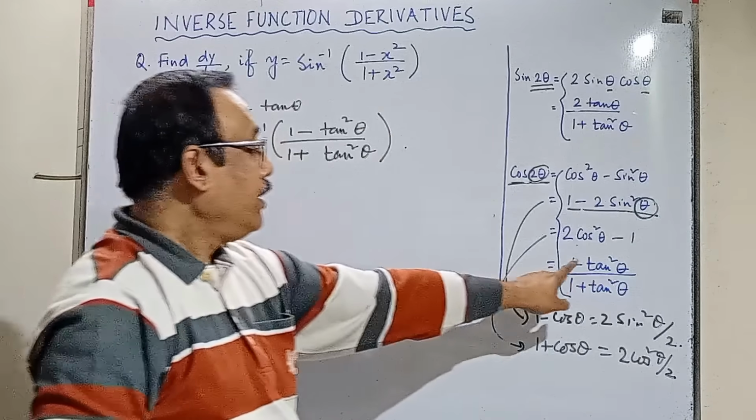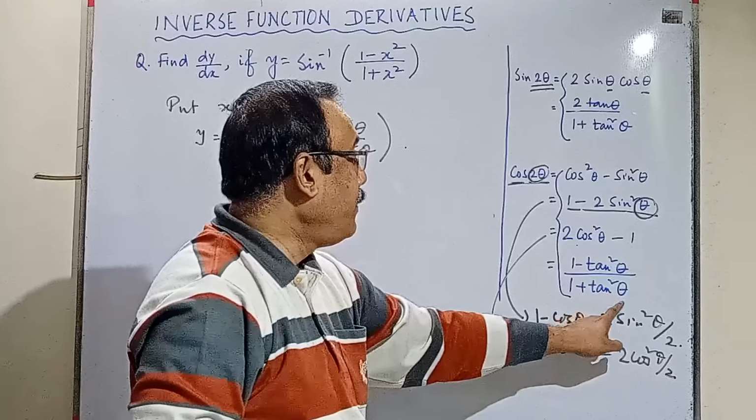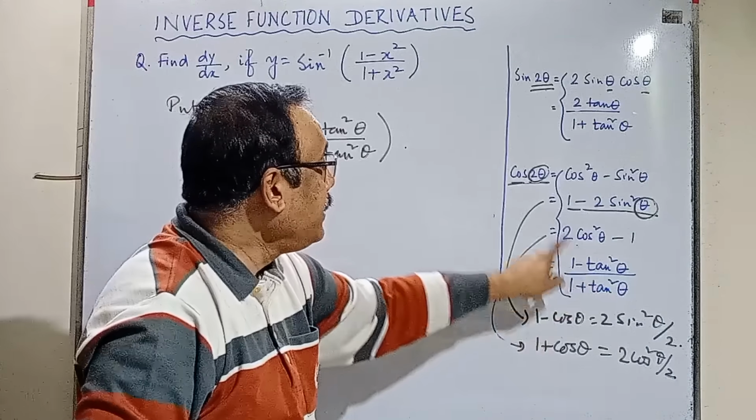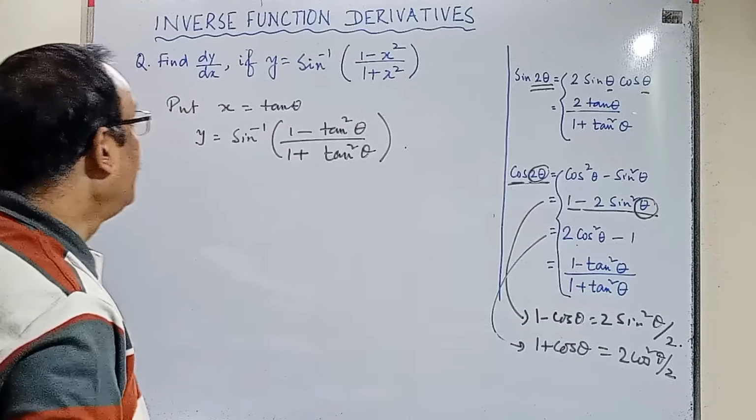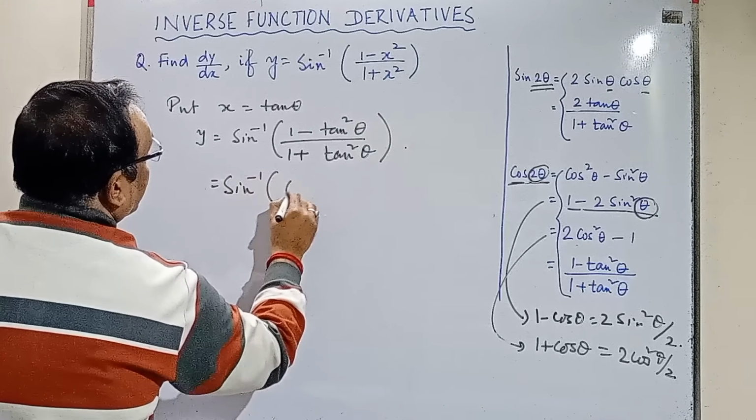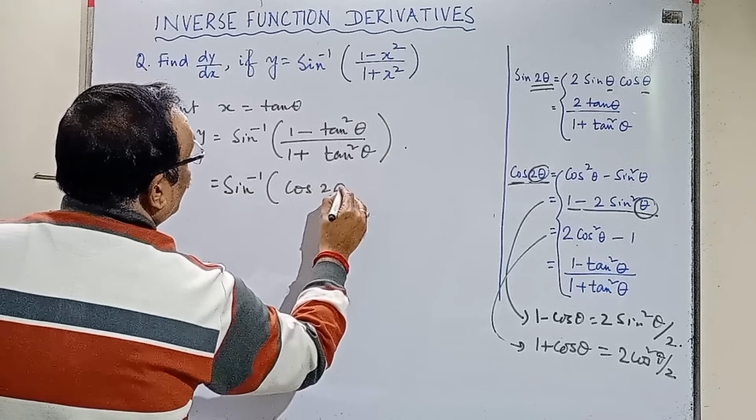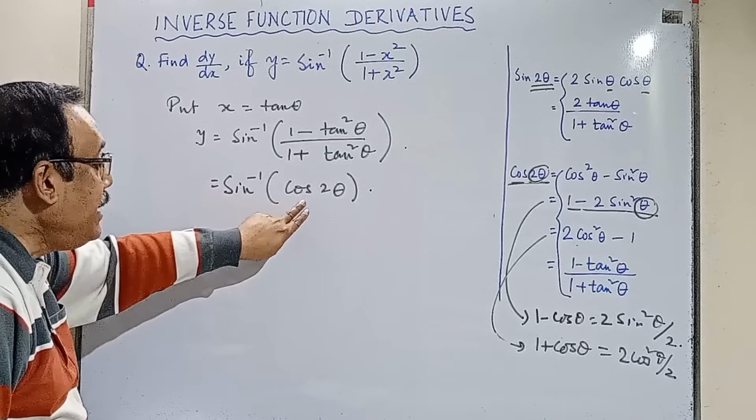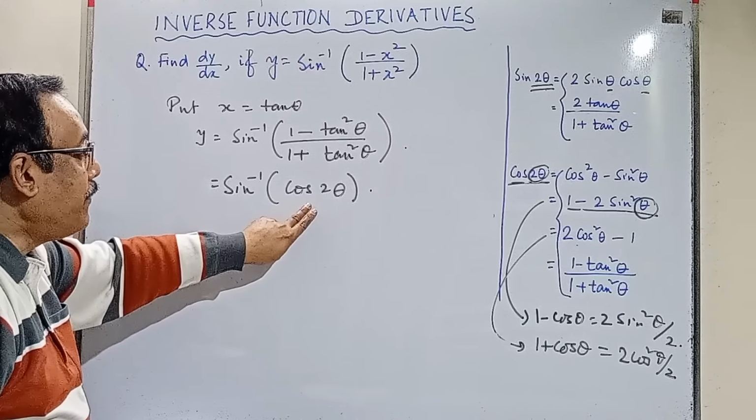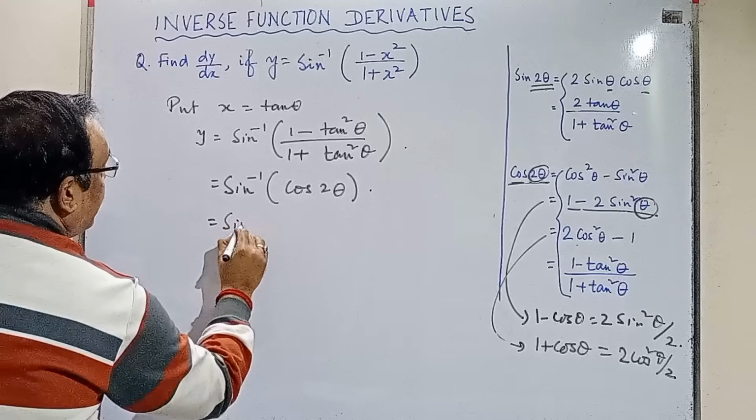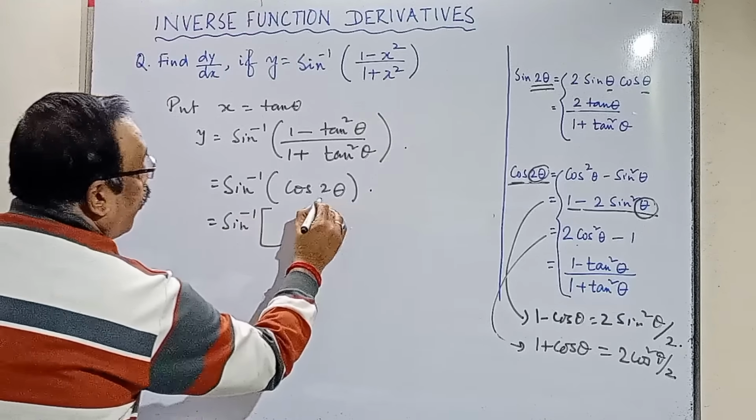Have a look at this formula. 1 minus tan square theta by 1 plus tan square theta. And this is equal to what? Cos of 2 theta. So this we can write as sin inverse cos of 2 theta. But since this is sin inverse, I need to convert this into sin. Then only I can find out, because this is sin, this is cos. So what will change? So this is sin inverse cos of 2 theta.